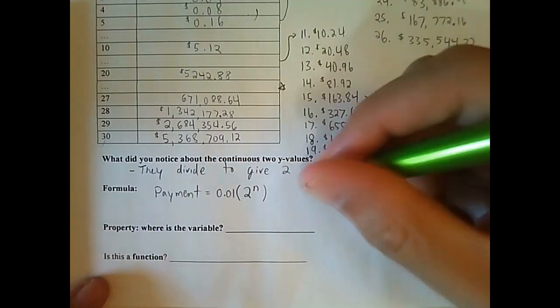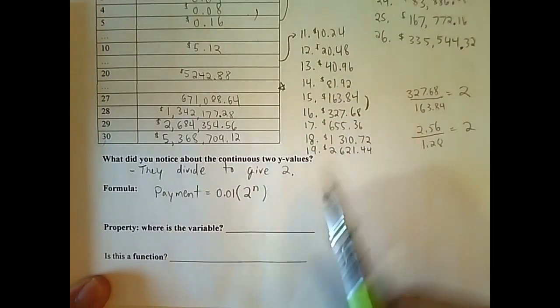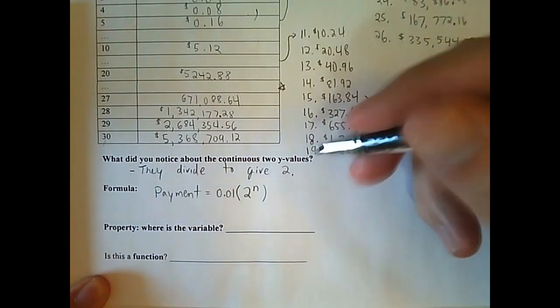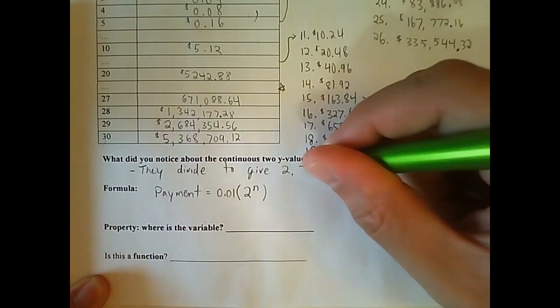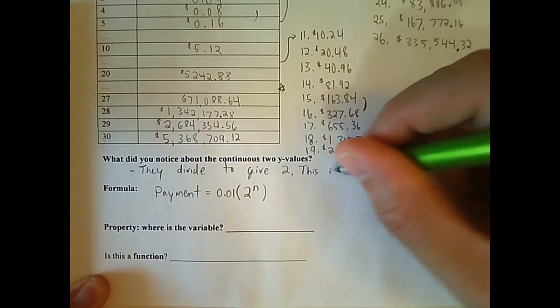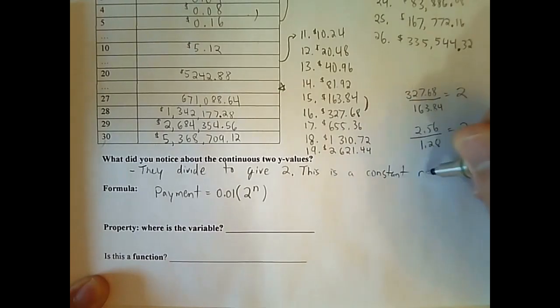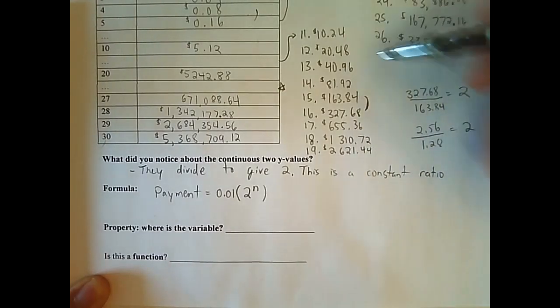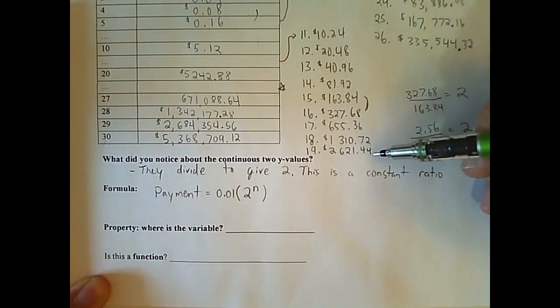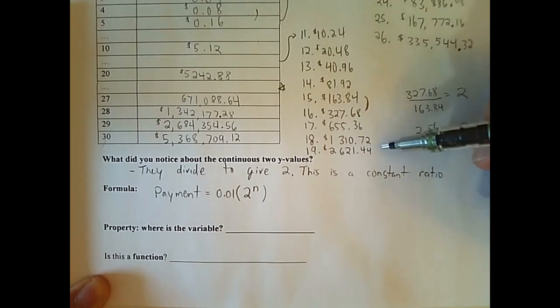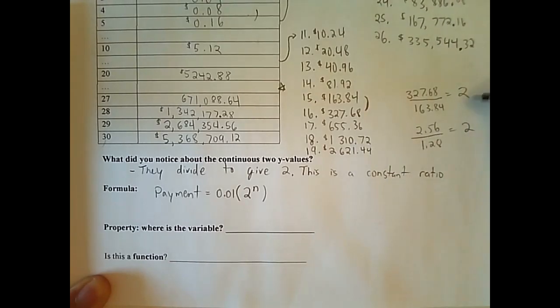Sorry, I just wanted to add to this question here that they divide to give 2. I want to put that this is a constant ratio, meaning it doesn't matter which 2 I pick. When I divide the higher one by the lower one, it's a constant ratio, we're always going to get 2.